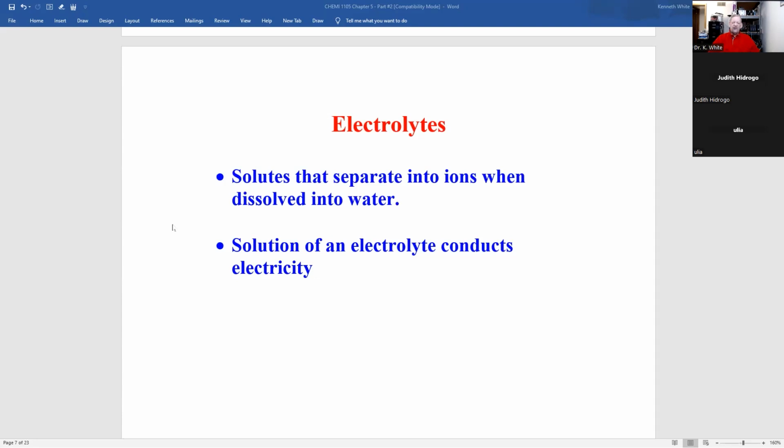The water you drink, the water you get from your sink has ions in it, which is why you don't want to have electricity around when you use water, because you'll electrocute yourself. Now, when we talk about electrolytes, a lot of the things that separate into ions are salts.